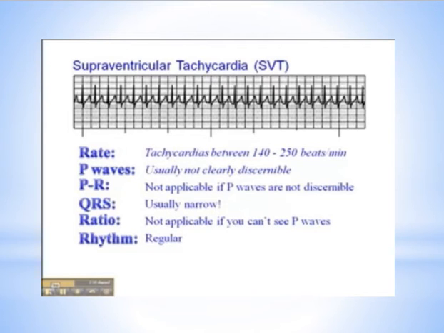So these patients, because it's going so fast, the heart doesn't have adequate filling time, so we have a drop in cardiac output. The symptoms that people can experience with SVT is shortness of breath, chest palpitations, chest pain, dizziness, rapid breathing. They can complain of numbness in parts of their bodies, and they can lose consciousness.